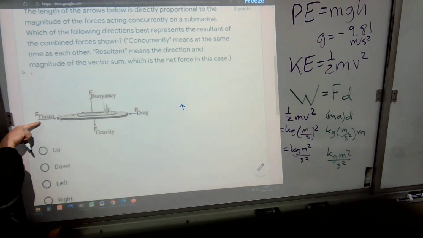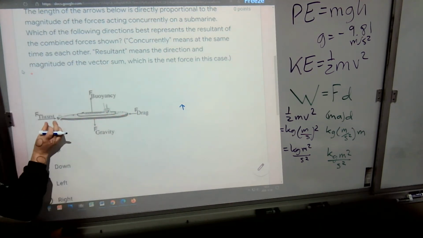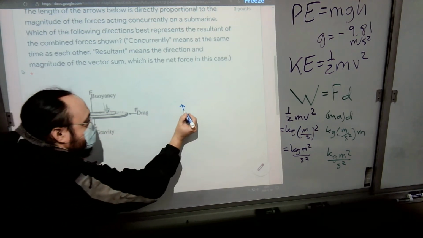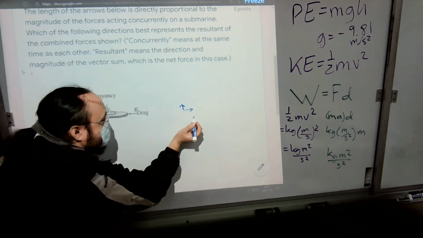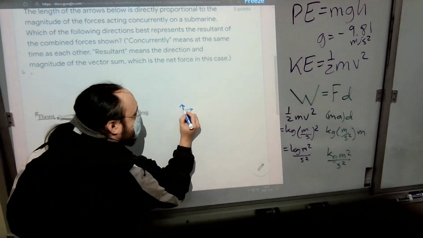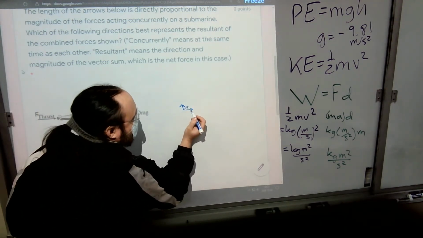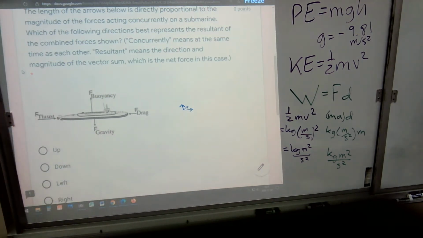And the right arrow is bigger than the left arrow, so I can do the same thing and subtract about that length. So it's going to move right and up. I would say its resultant force would be just about like that, which means it'll move up and to the right. So if you picked between up and right, you are correct.